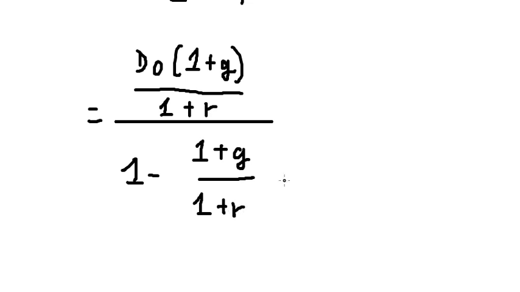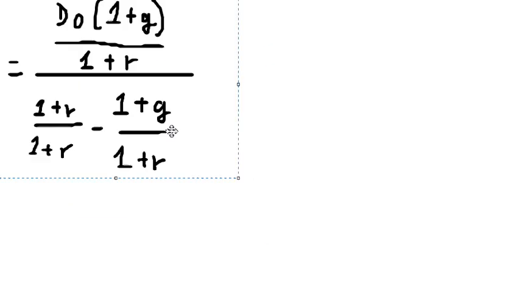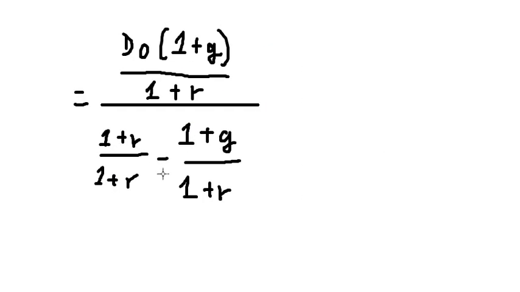Now we need to simplify. Number one, we can use a common denominator. So number one, we need to transform into 1 plus r over 1 plus r. So we simplify number 1 minus number 1 r minus g. So this one we will have like this.